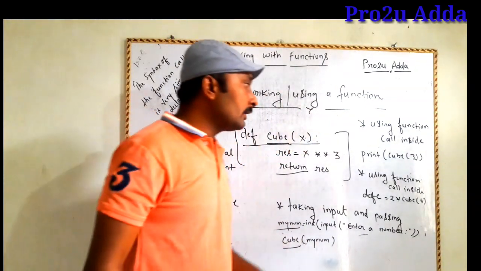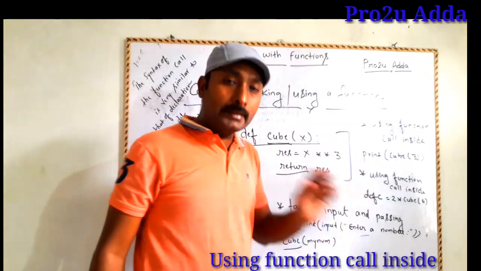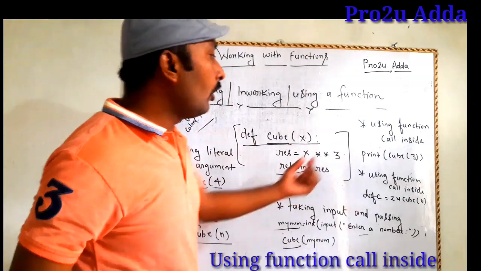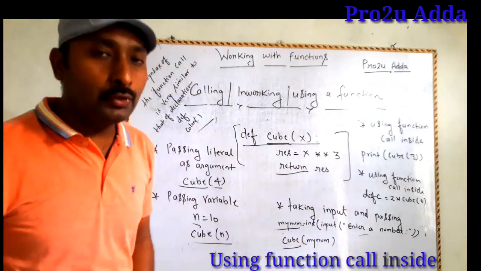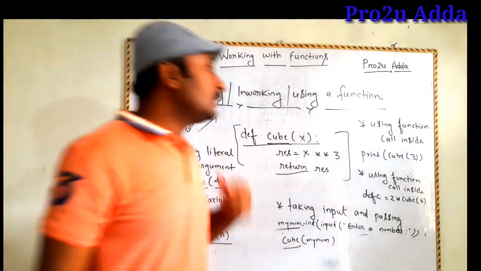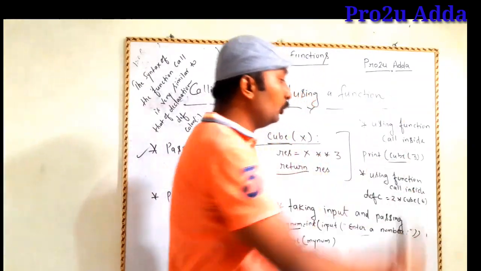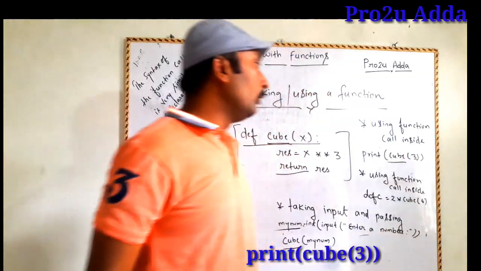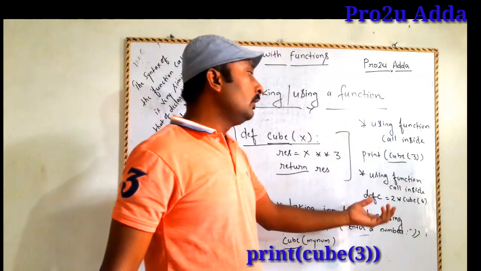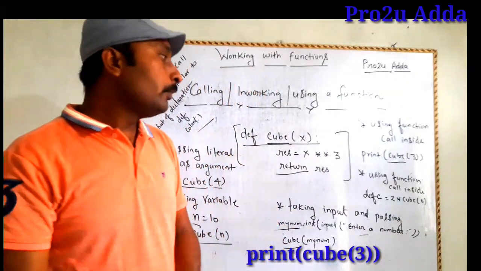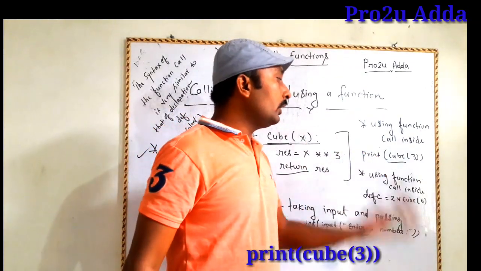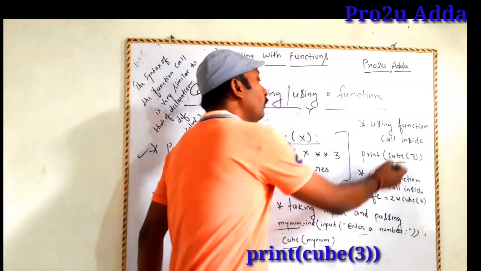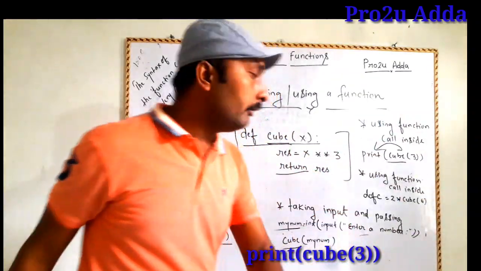Let's proceed with the next, that is using a function call inside. Means inside only we can use it. How? You all know the print statement is used to print any value, and by using this print statement we have invoked cube. Cube is a function, and here 3 is a value. Means directly by using a function we can call inside also. Firstly, it will accept the data, the processing will be done, and then the value will be passed to the print function, and we will print the value.